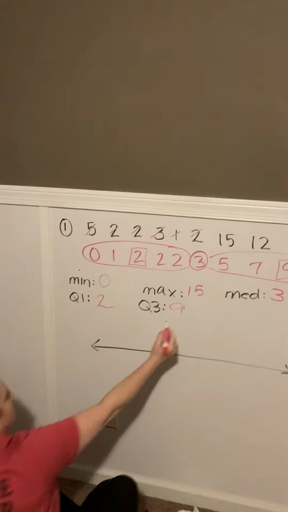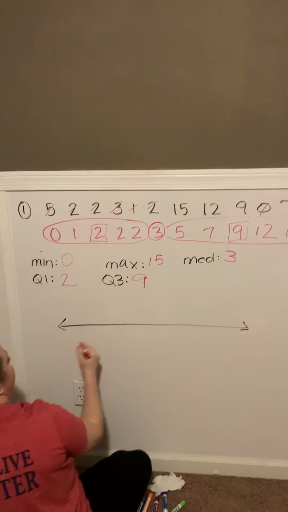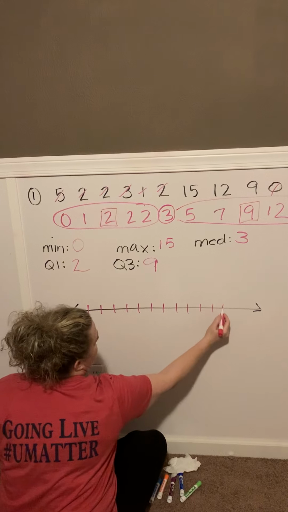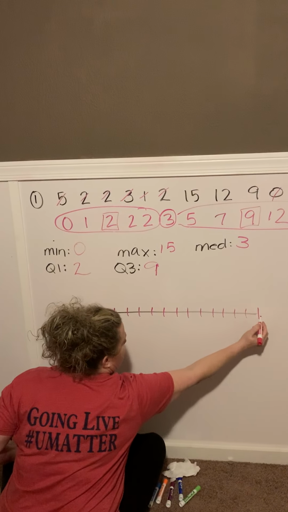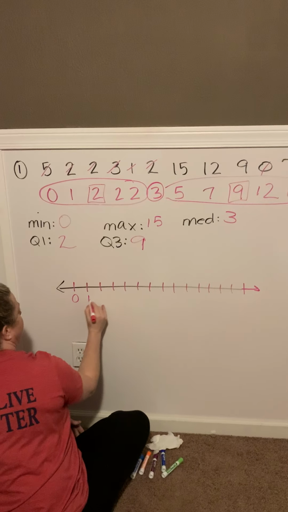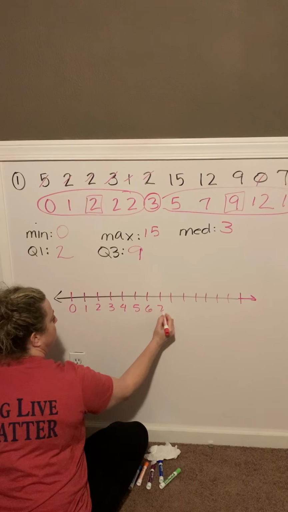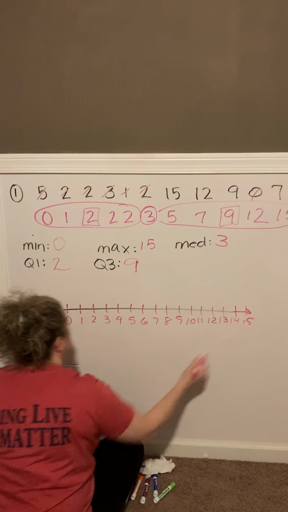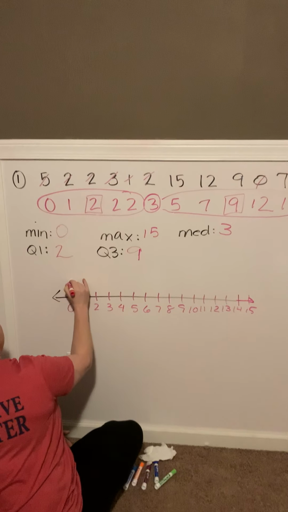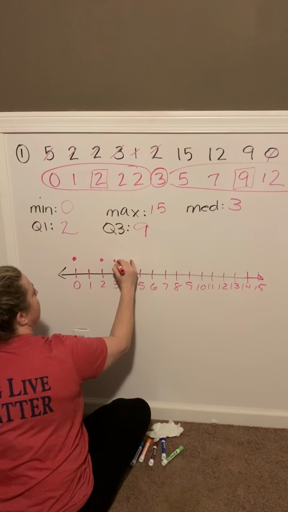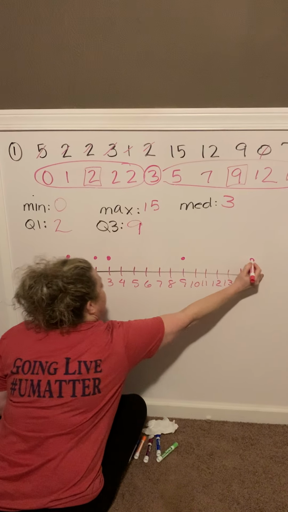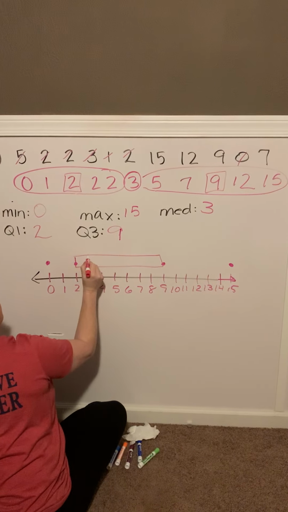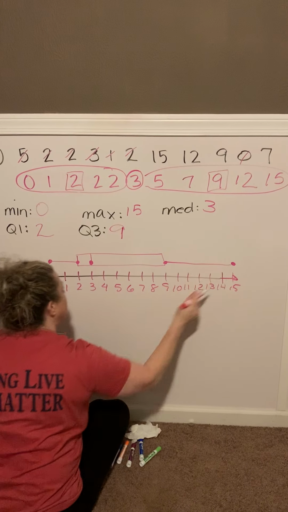So we're going to draw it on the number line. We're going from 0 to 15. 6, 7, 8, 9, 10, 11, 12, 13, 14, 15. All right. Did I miscount? Okay, so we're going to put a point above 0, point above 2, 3, 9, and 15. We're going to box in our median, which is right here. And then these are our whiskers. So here's our box and whisker plot.